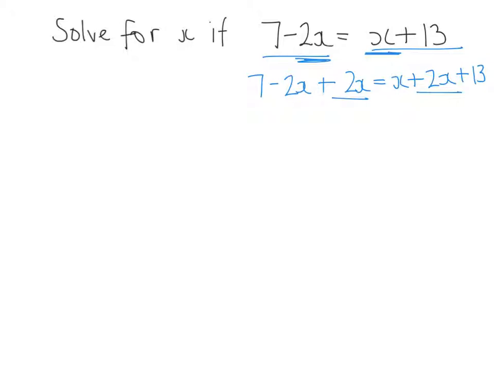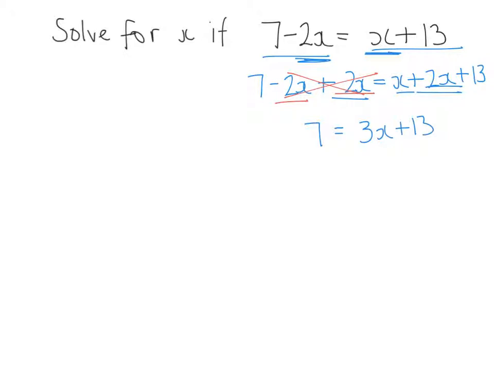Now minus 2x plus 2x, they're opposites, just like minus 7 is the same as the opposite of plus 7, minus 9 is the opposite of plus 9. These two are opposites and will cancel each other out. So all that's left is 7. And 1x plus another 2x is 3x.